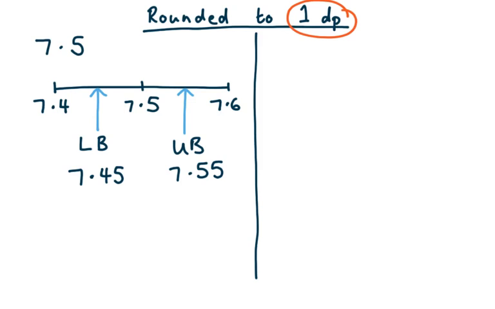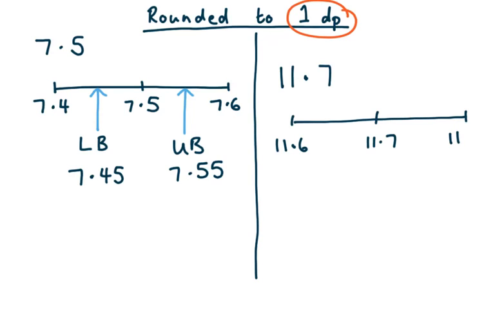Okay, so there is a little bit of this, but it just follows a process. Try this next one. Pause the video and start now if you want. 11.7. Draw your number line, put your number in the middle. Remember, it's been rounded to 1 decimal place. So 1 below would be 11.6 and 1 above would be 11.8. What would go in the middle?